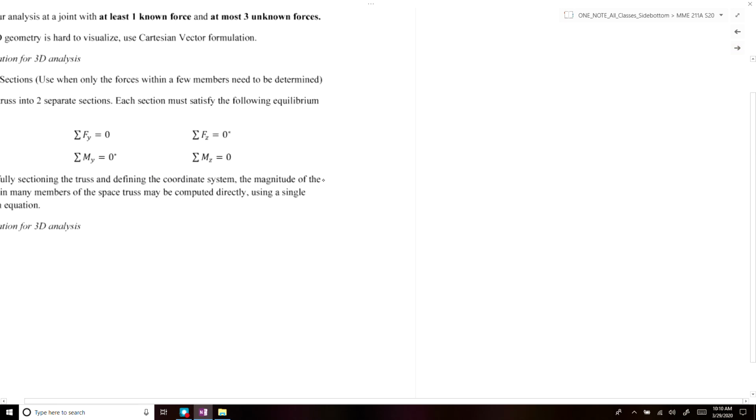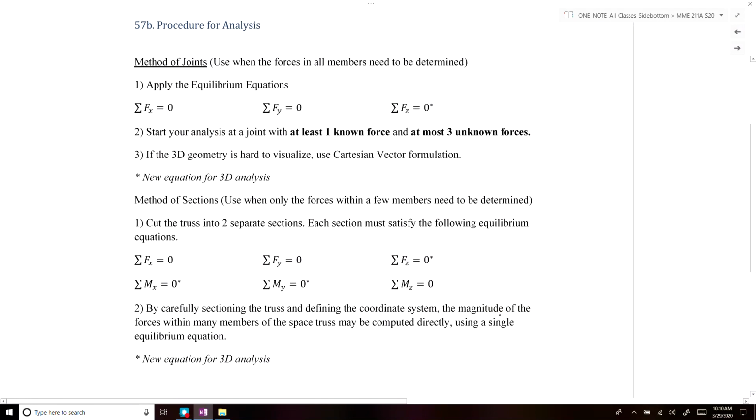Like I mentioned earlier, you can use either the method of sections or the method of joints. Either method is fine to use. For the method of joints, it's just the same process. You apply the equilibrium equations. In 2D, we had the sum of the forces in the x and the sum of the forces in the y. In 3D, we're just adding this new equation here.